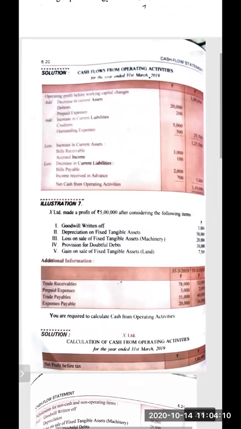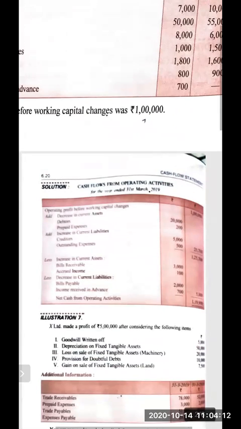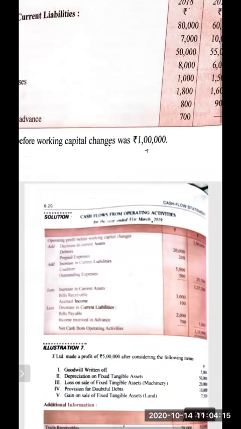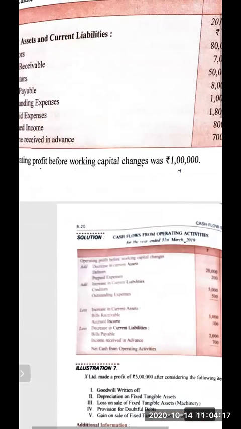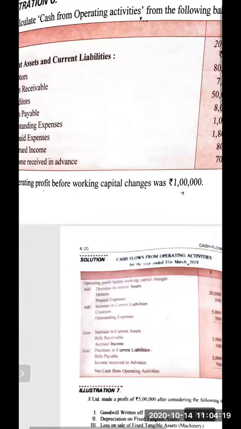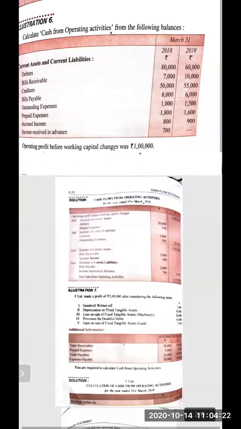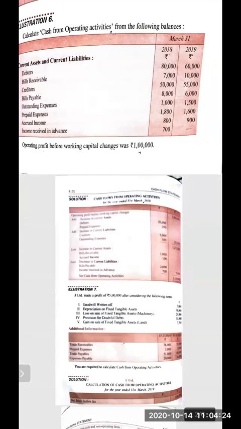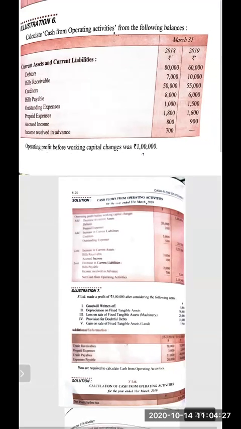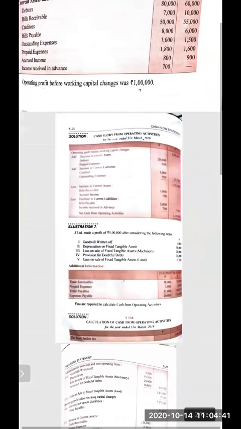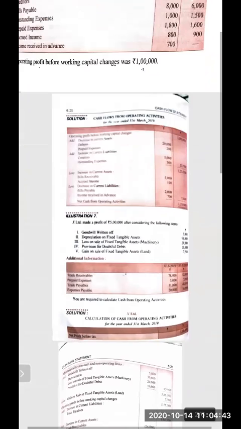So in this question, see, the net profit before the working capital changes is given to us. Here the current assets and current liabilities are also given to us for the 2 years, that is year 2018 and 2019. By comparing the figures of both of the years, we can find out whether the assets are increasing or decreasing, whether liabilities are increasing or decreasing, and accordingly what effect takes place on working capital, and we have to show that effect in the solution as it is done here.